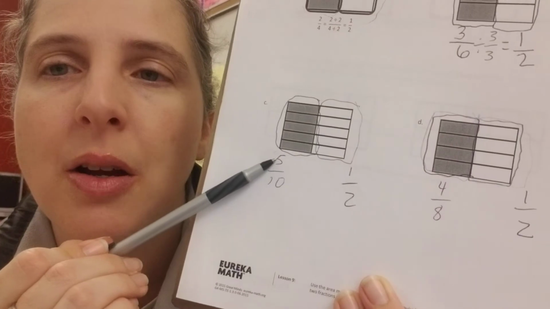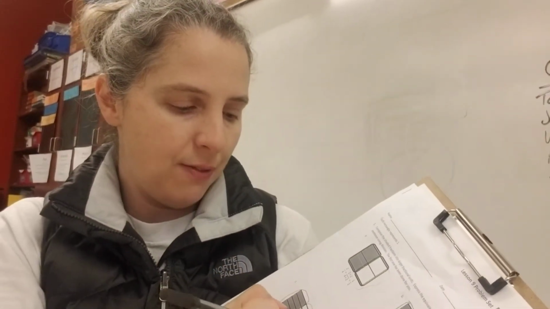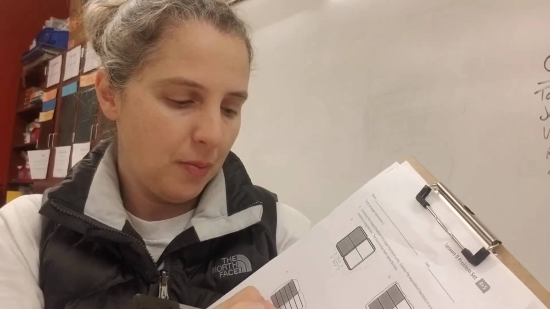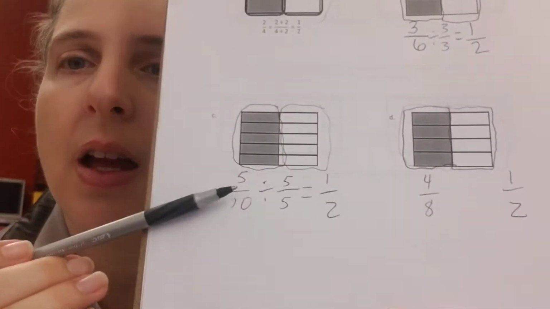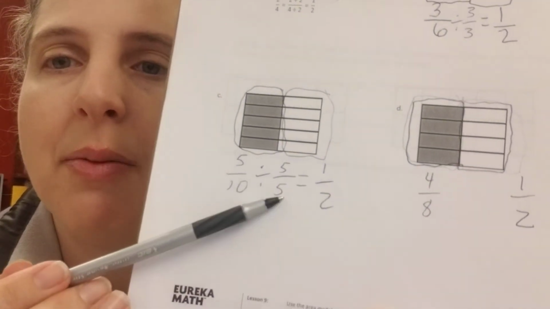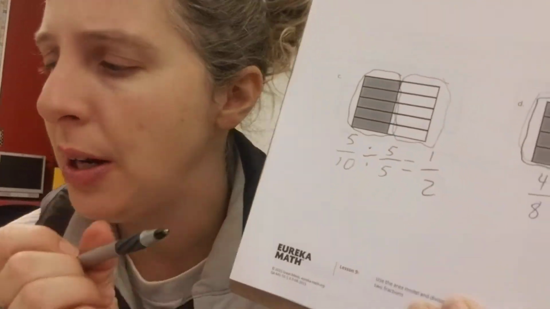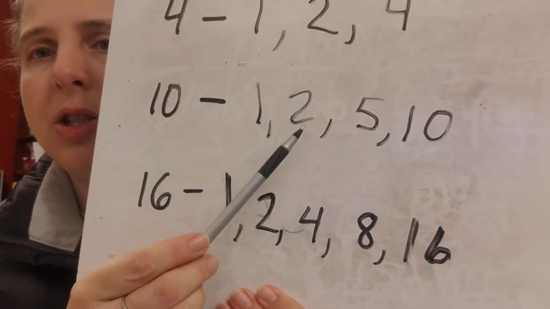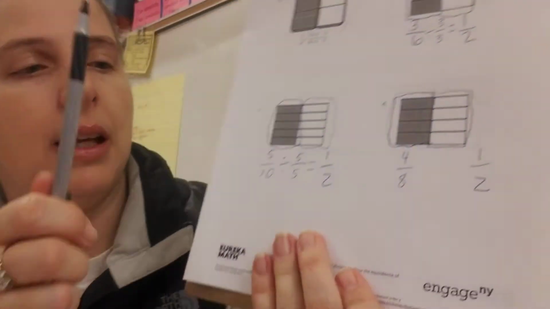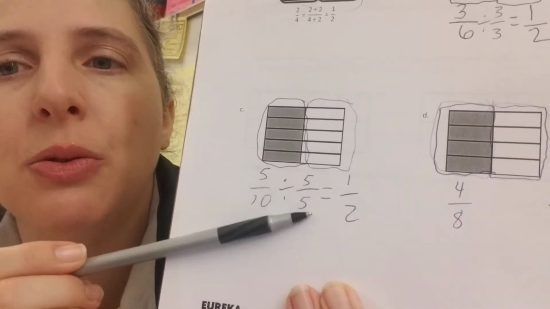Can my numerator be divided by 5? Yes. So then I can use 5 and show that 5 divided by 5 equals 1. 10 divided by 5 equals 2. What I couldn't do is say, hey, I know another factor of 10. We said 2 is a factor of 10. Well, I can divide 10 by 2. But can I divide 5 by 2? Nope, so I can't use it.